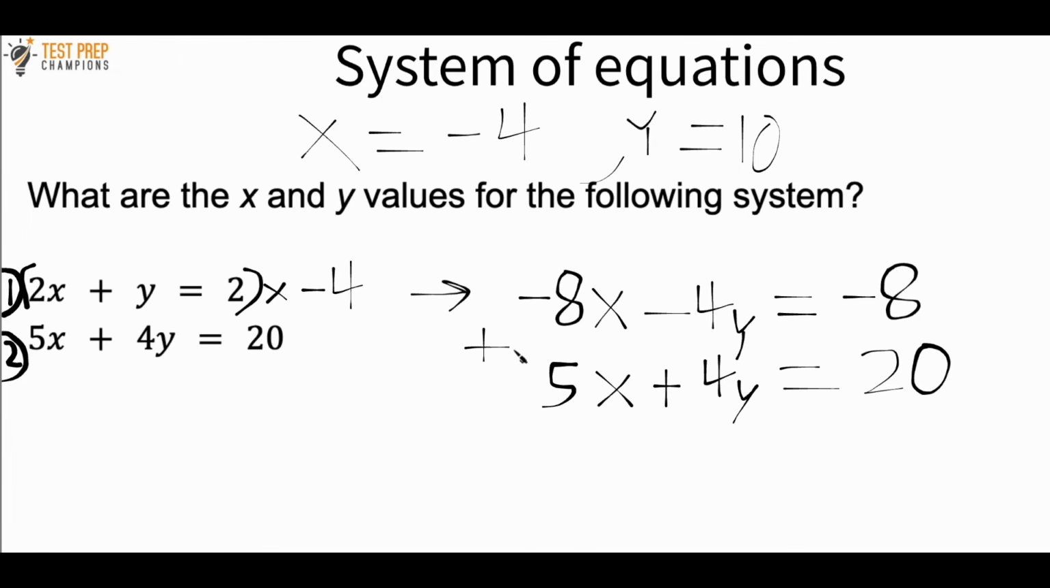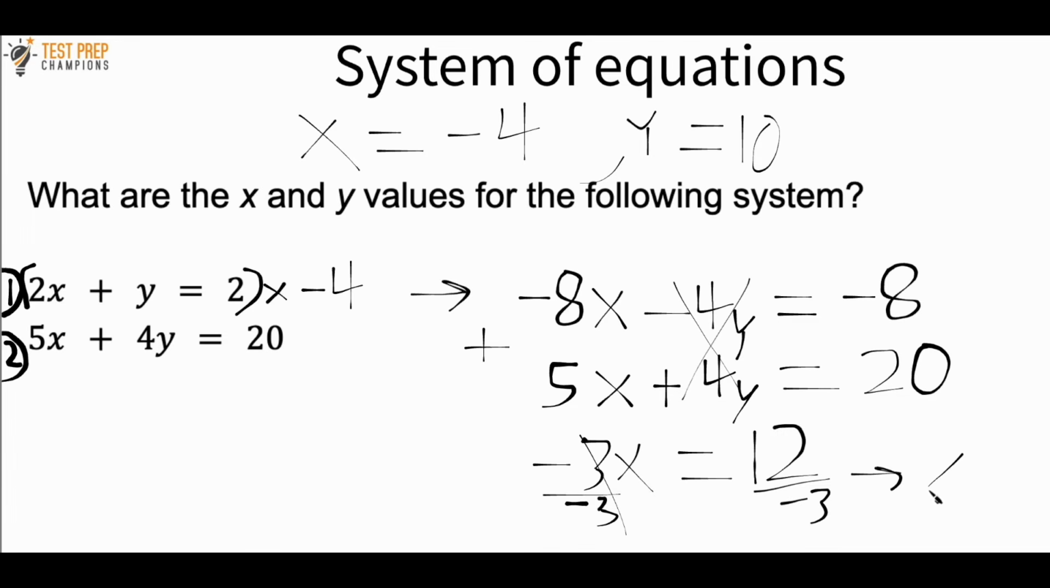So now what we're going to do is add the equations up. I have them stacked on top of each other and we're just going to add them. So what is -8 plus 5? -8 plus 5 is -3, and I pull that x along for the ride. Now -4y plus 4y, these are going to cancel out, which is what we want. And -8 plus 20 is 12. So we just get down to this, -3x equals 12. And if I divide both sides by -3, I realize that x equals -4.